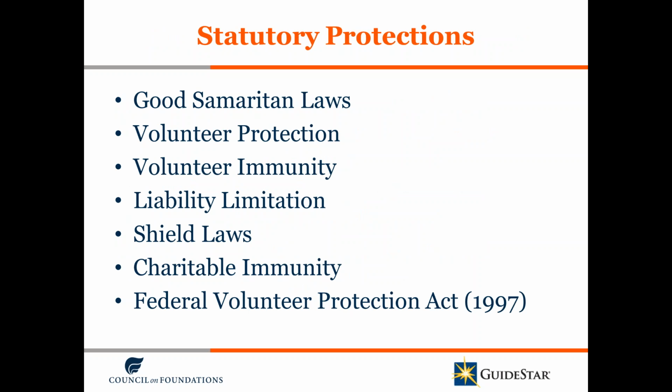So as I said, you need to learn or be aware of your state's laws. And when we talk about issues of risk and potential liability for a foundation and for its board, many states do give statutory protections, which help. They're not going to prevent every legal action, but they can help. And they come in many forms. So you're going to want to know what it is in your state that helps to protect you, your organization, and your board. They could be termed Good Samaritan laws, volunteer protection laws. There's volunteer immunity in many states, liability limitations, shield laws, charitable immunity. These are all terms that can be used for these types of laws.